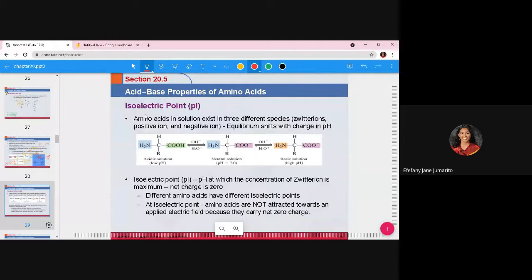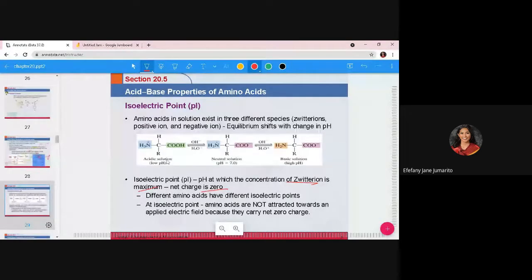Okay, so we have this one also, the isoelectric point. When we say isoelectric point, it's the pH at which the concentration of zwitterion is maximum. So the net charge is zero, no net charge. So we have that one.